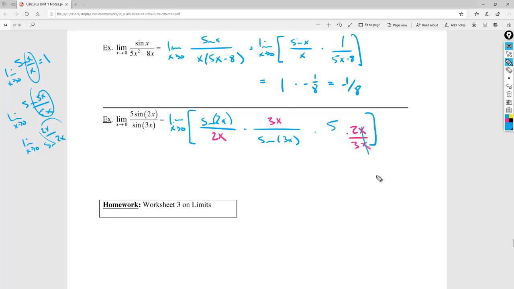The nice thing is that these x's will cancel, otherwise this would get kind of complicated. So this will be 1. This will be 1. 5 is just 5. And 2/3 is what's remaining from my x's that I added. So 1 times 1 times 5 times 2/3 is 10/3. And that's it. Hey, that is limits.